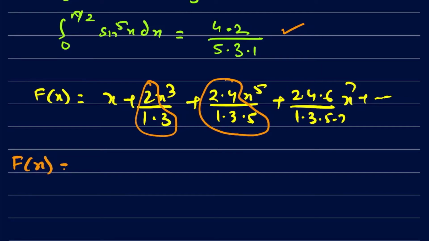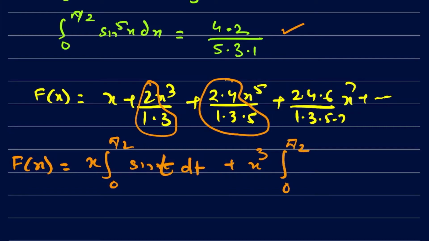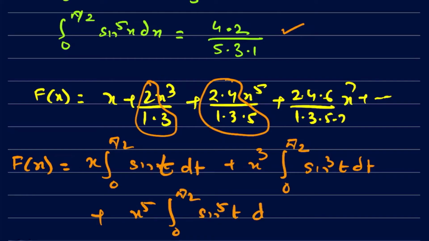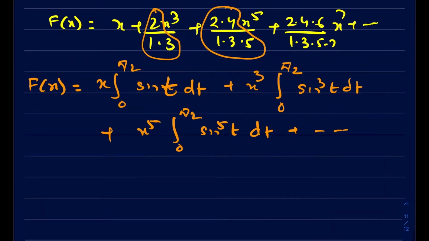So I will write f(x) is equal to the integration 0 to pi by 2 of sin x. Let's take sin t as a new variable, and then we have x. Next we have the term x cube, and in place of that fraction I am going to write the integration of sin cube t dt. Next term I am going to write 0 to pi by 2 sin 5t dt, and so on. The reason I was able to do this is because there was a pattern. The numerators were all even numbers and the denominators were all odd numbers. So that's why I could see that pattern, and then I replaced this with integration 0 to pi by 2 of sin x.